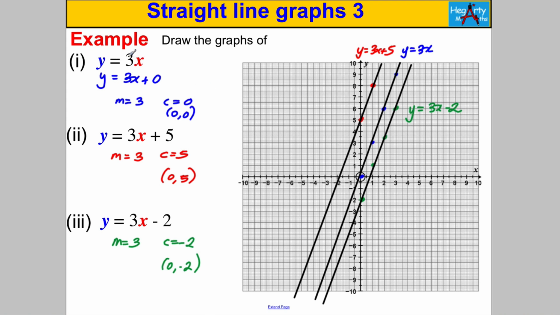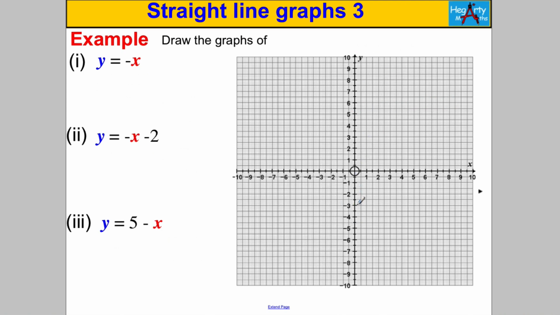And they're all parallel because they all have the same gradient of 3, but they have different y-intercepts. Here 0, 0, here 0, 5, and here 0, negative 2. And we're done. Okay, try these ones yourself.